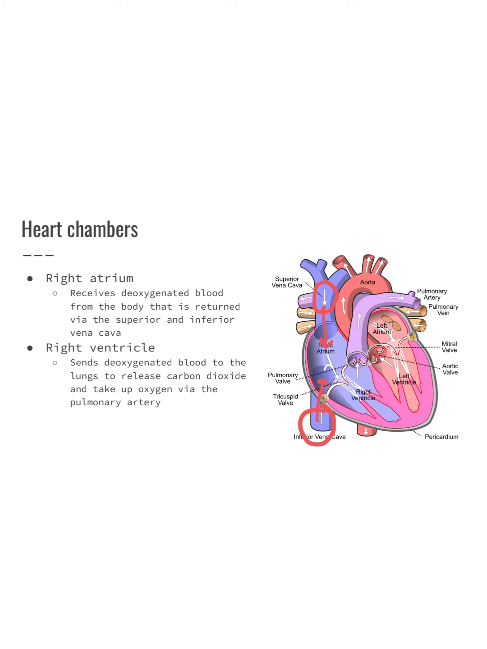Then we have the right ventricle. This sends deoxygenated blood. So the blood that came into the right atrium is going to proceed into the right ventricle and be sent to the lungs to release carbon dioxide and take up oxygen via the pulmonary artery, which is right here. So we're flowing from the right atrium into the right ventricle, and then that's getting pushed into the pulmonary artery, which we'll talk about in a second.